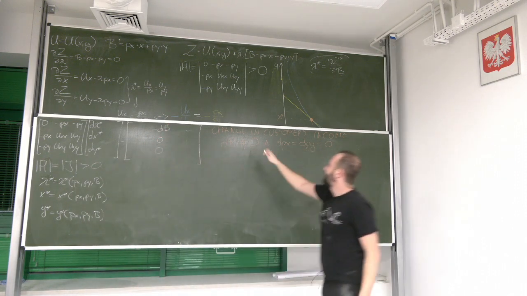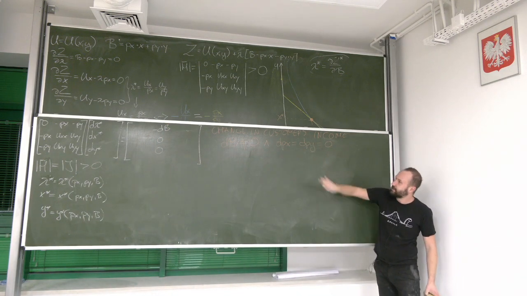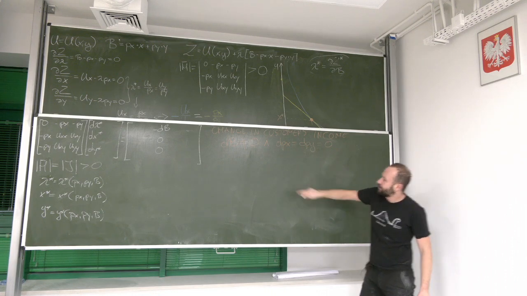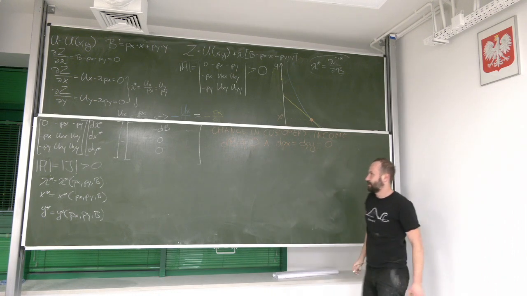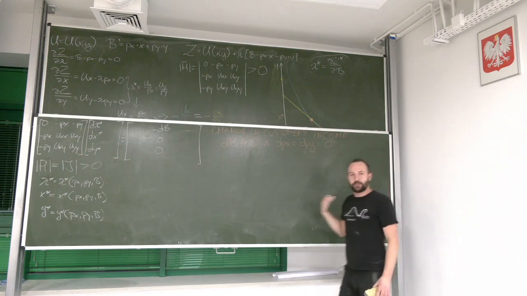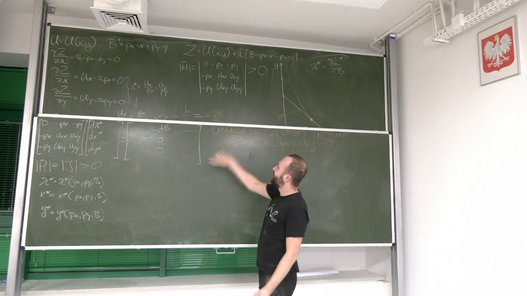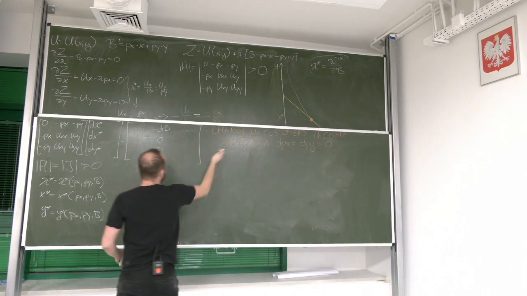Now look, because we are assuming that budget is changing, right? Customer's income is changing, we can divide both sides of this equation by dB.